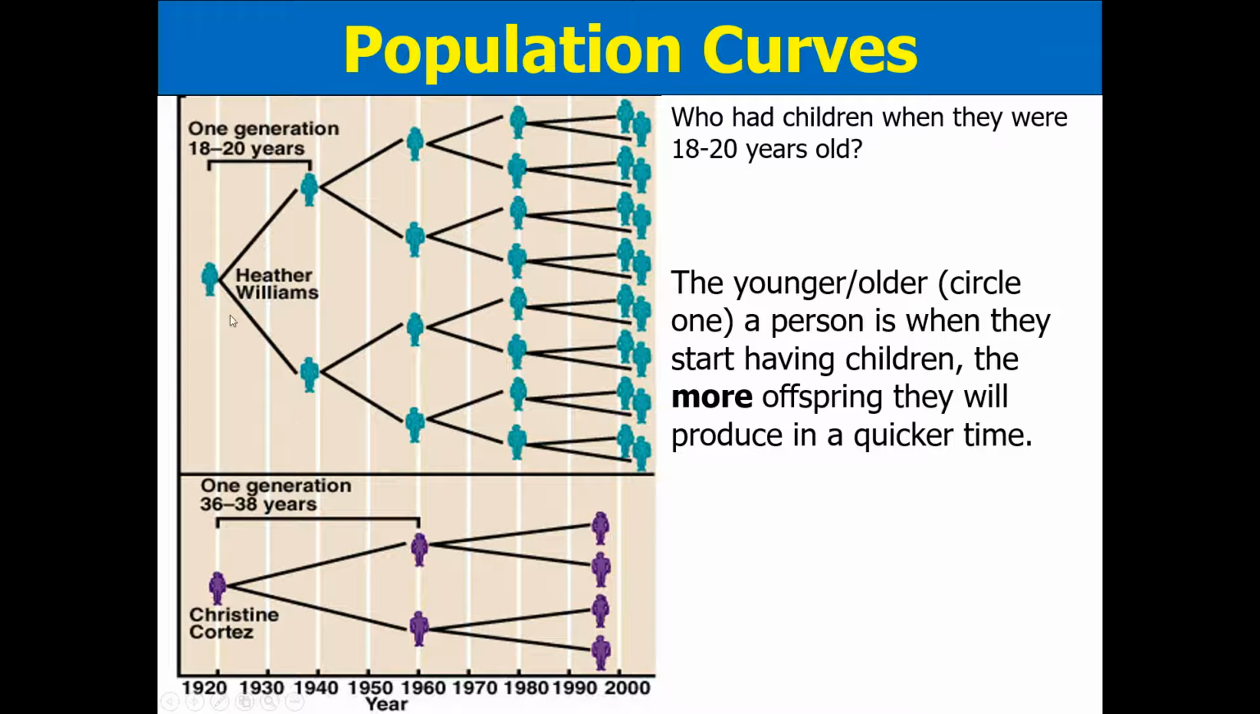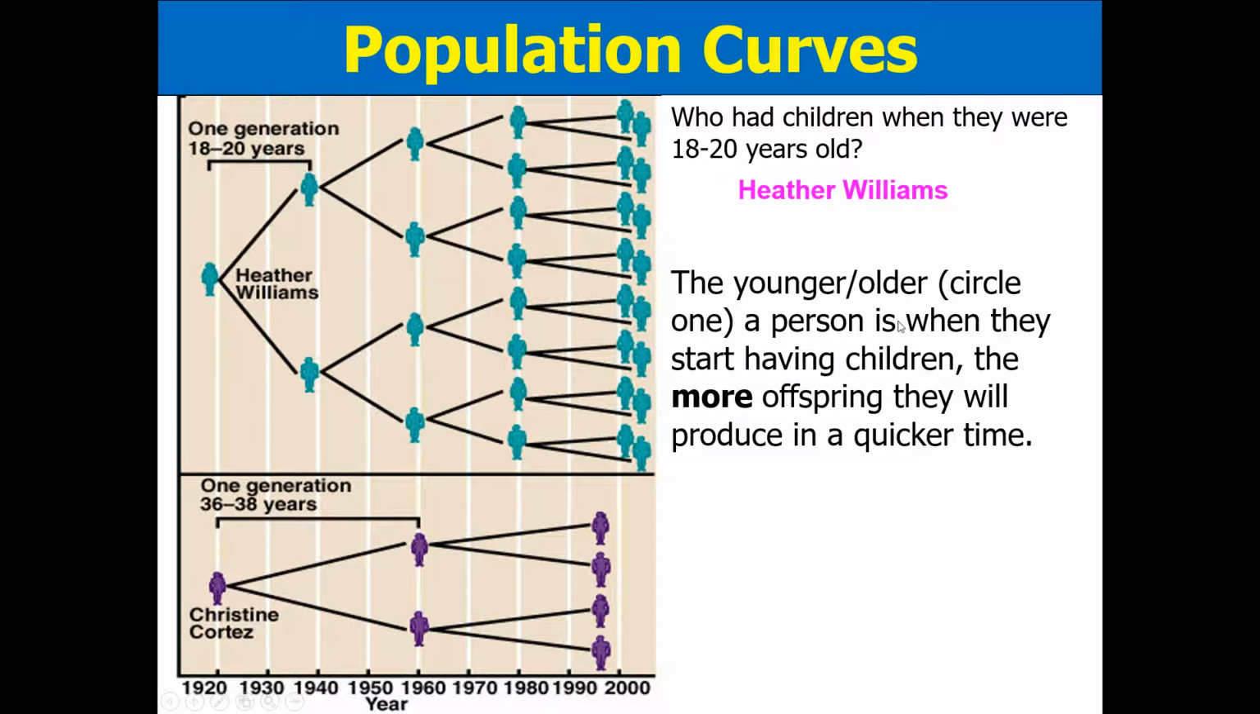Okay, last graph to look at, we have Heather Williams and we have Christine Cortez. We can see one generation here is 18 to 20 years, and down here, one generation, 36 to 38 years. Who had children when they were 18 to 20 years old? That would be Heather Williams.